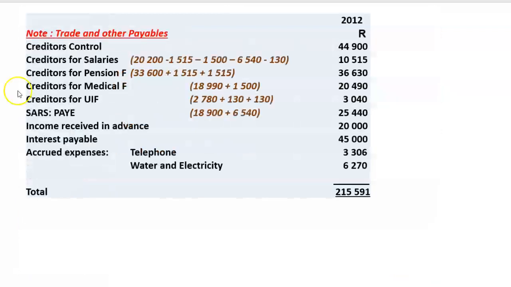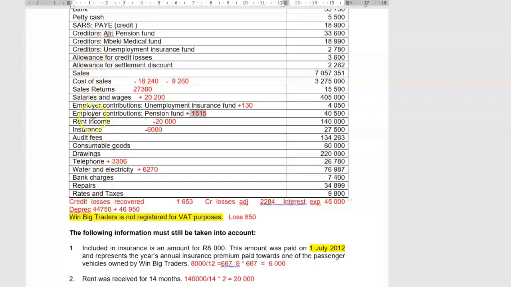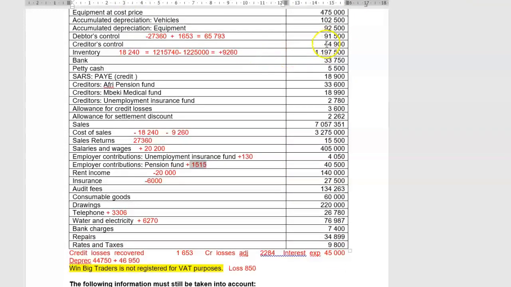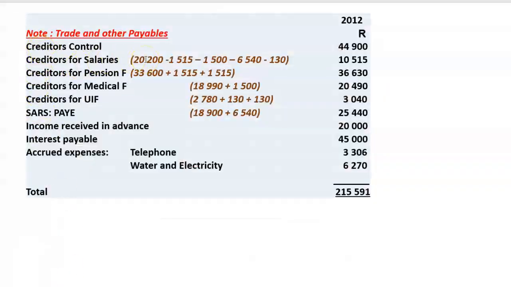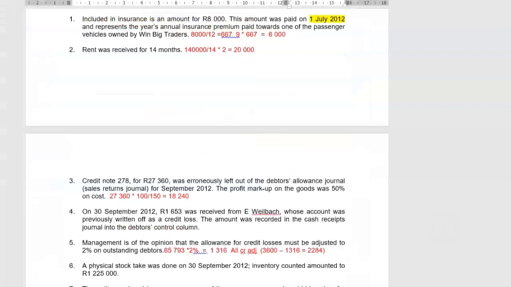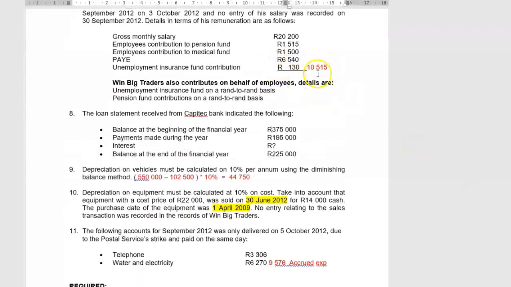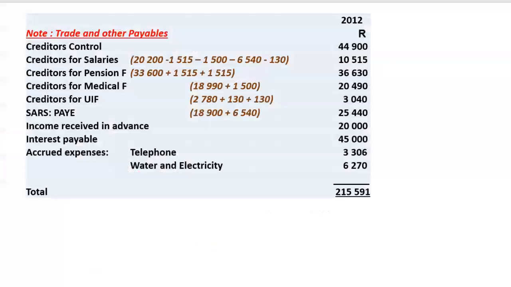The B part of the question wanted trade and other payables. So we're going to start with the creditors control, and there were no adjustments that we passed against the creditors control. Creditors control, 44,900. Our creditors for salaries, now here they have done a calculation for the net salaries, which we have already done here on our working paper, and that is the 10,515, so that was equal to the net salary that they still had to pay.